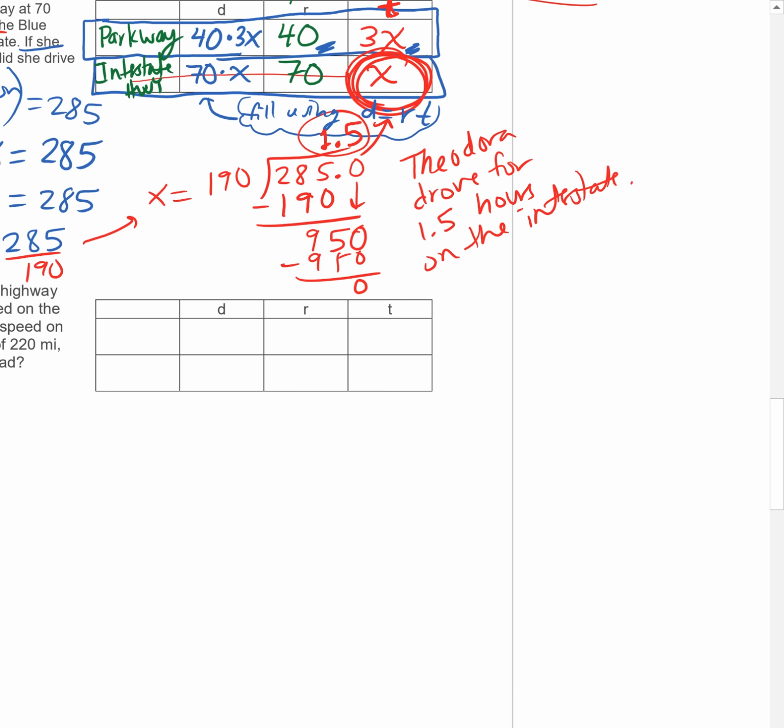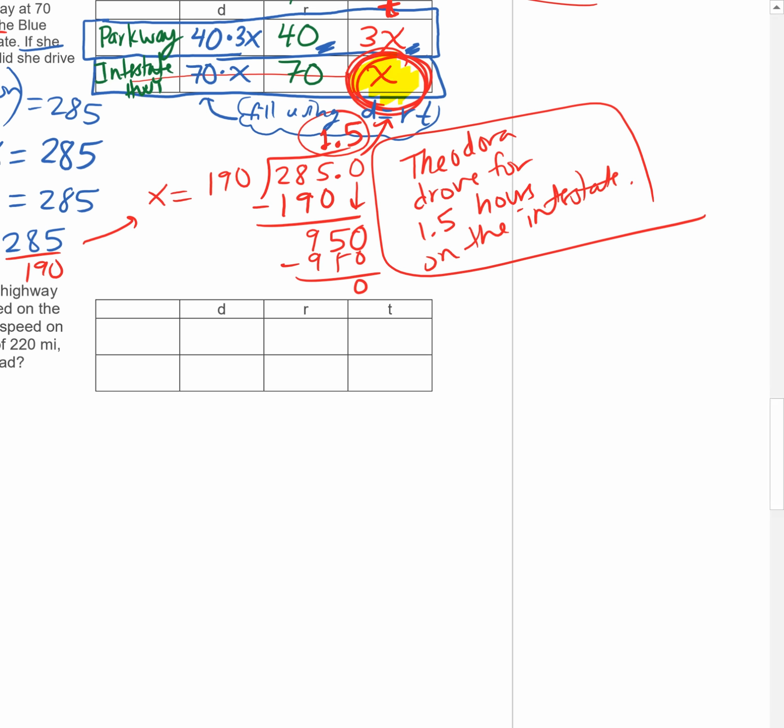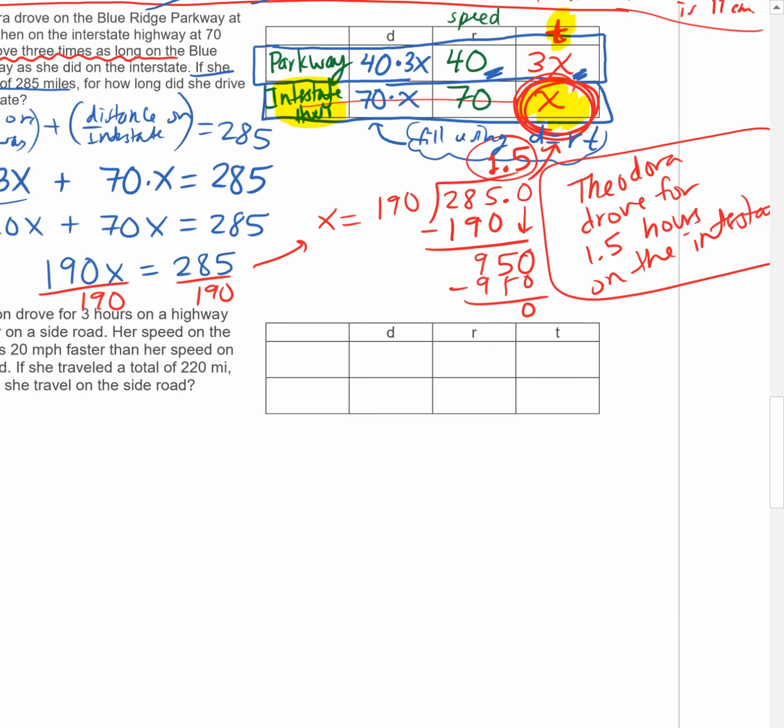on the interstate. And don't feel bad in the end if you find X and you say, wait, what was X again? Just look back at your table and say, all right, this was where X was. It was under time, so it must be time. And it was across from interstate, so it must be her time on the interstate, which is exactly what they asked for.